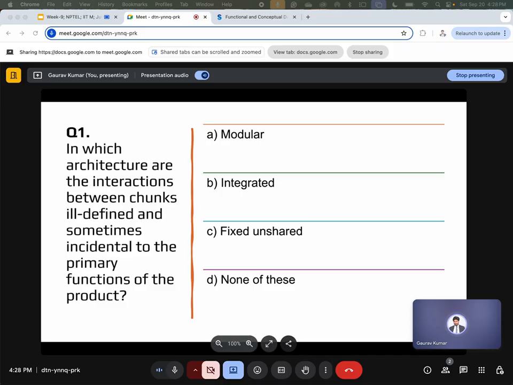In contrast, modular architectures keep functional boundaries clear, making upgrade or replacement straightforward. Integrated architectures prioritize compactness and performance but at the cost of adaptability and repairability. So the right answer for this question is option B, integrated.